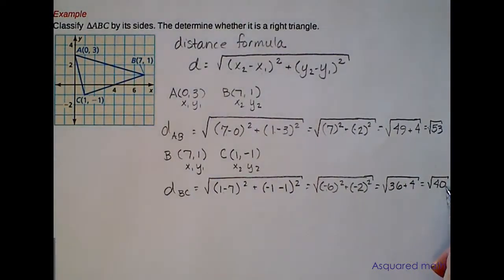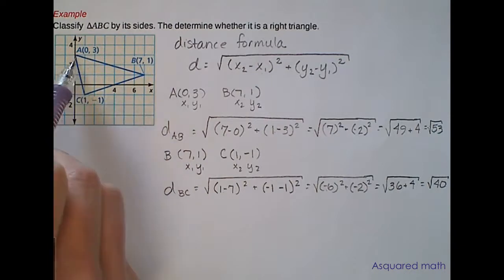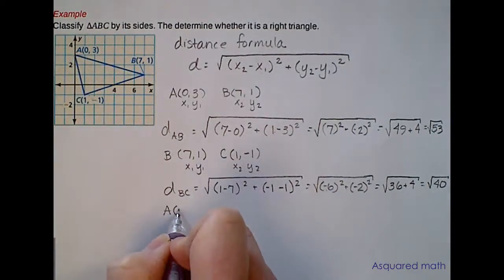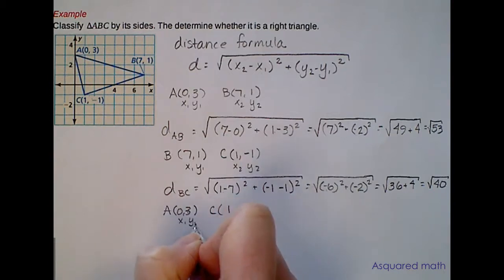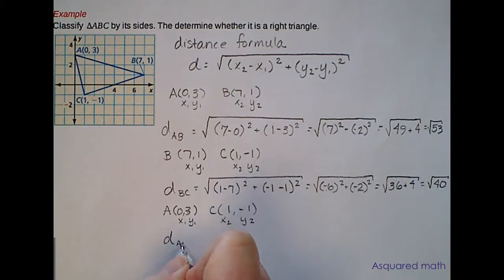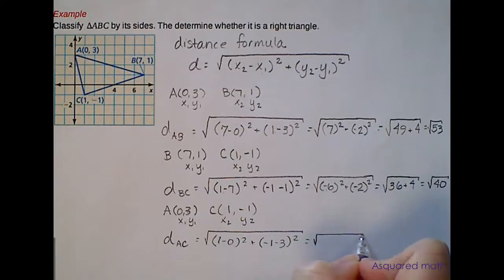I just need to know if the side lengths are the same or not, because that helps me identify what type of triangle we have here. We've looked at AB and BC, so now let's look at side length AC. The coordinate point for A is 0, 3, and C is 1, negative 1. The distance of AC is the square root of 1 minus 0 squared plus negative 1 minus 3 squared. We get 1 squared plus negative 4 squared. 1 squared is 1, negative 4 squared is 16, 1 plus 16 is 17, so we have the square root of 17.